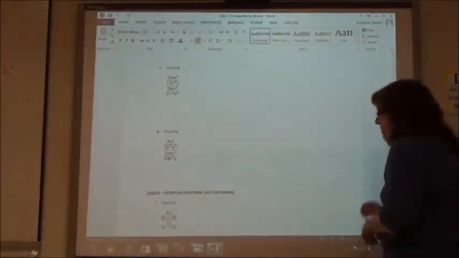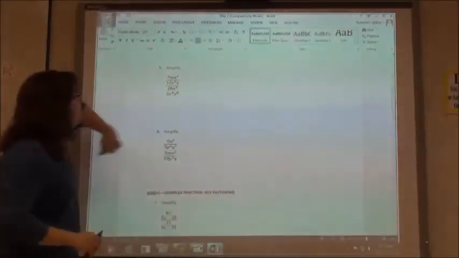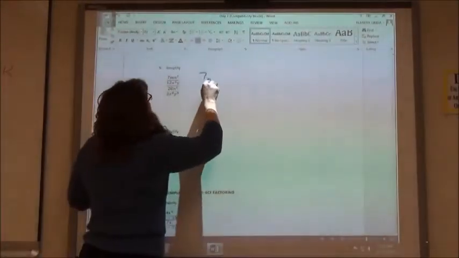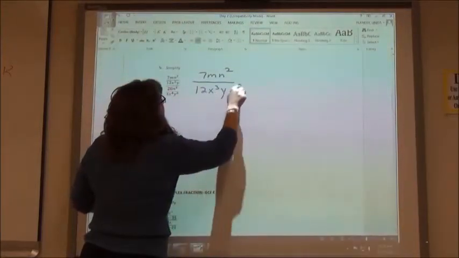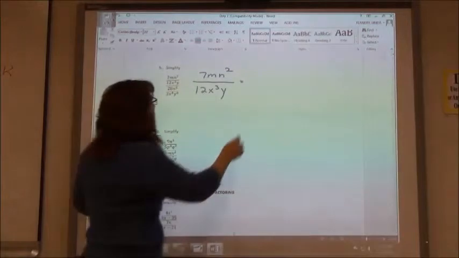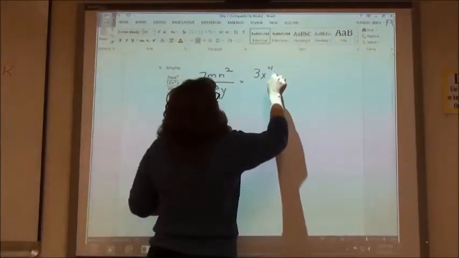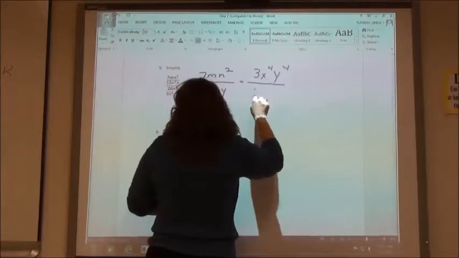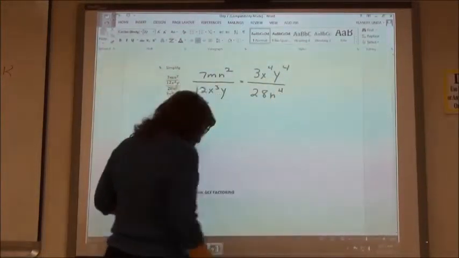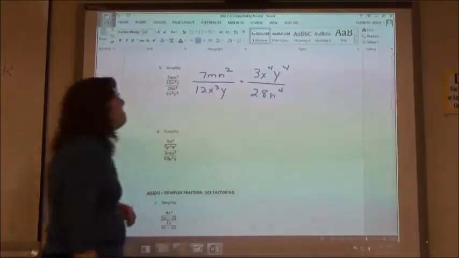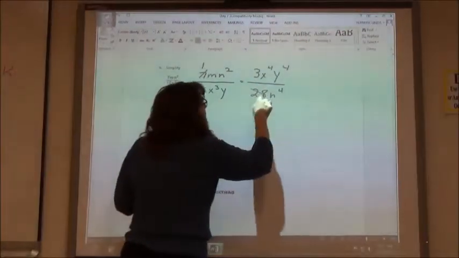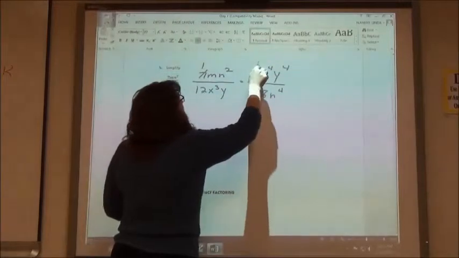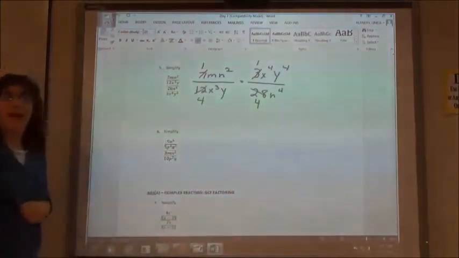So number 5, we're going to rewrite this as a multiplication problem. So 7mn to the second over 12x to the third y times the reciprocal, 3x to the fourth y to the fourth and 28n to the fourth. So we can do some reducing there, right? 7 goes into 7 once and into 28 4 times. 3 goes into 3 once and into 12 4 times.